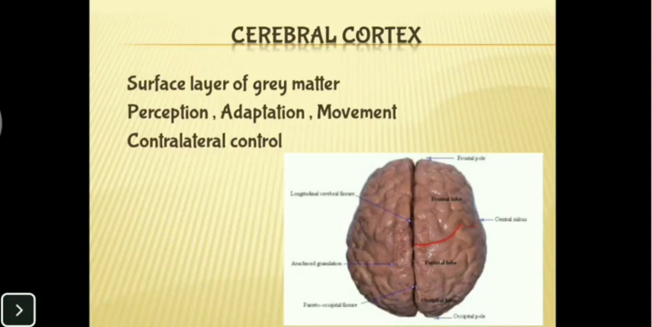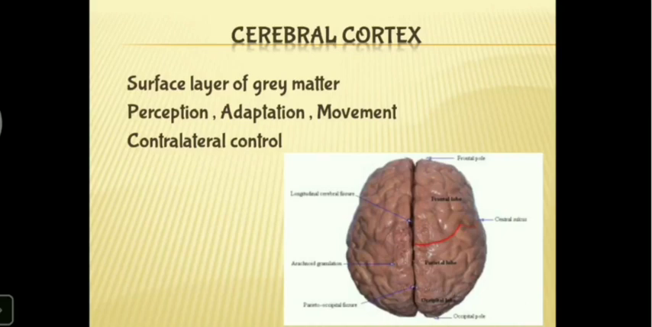The cerebral cortex is the surface layer of gray matter of the cerebral hemisphere and is responsible for three basic functions: perception, adaptation and movement. And other activities like learning, memory, speech, intelligent and creative thinking are also dealt with by the cerebral cortex. And it controls the contralateral half of the body. So it controls the opposite half of the body, the left hemisphere will control the right half of the body.